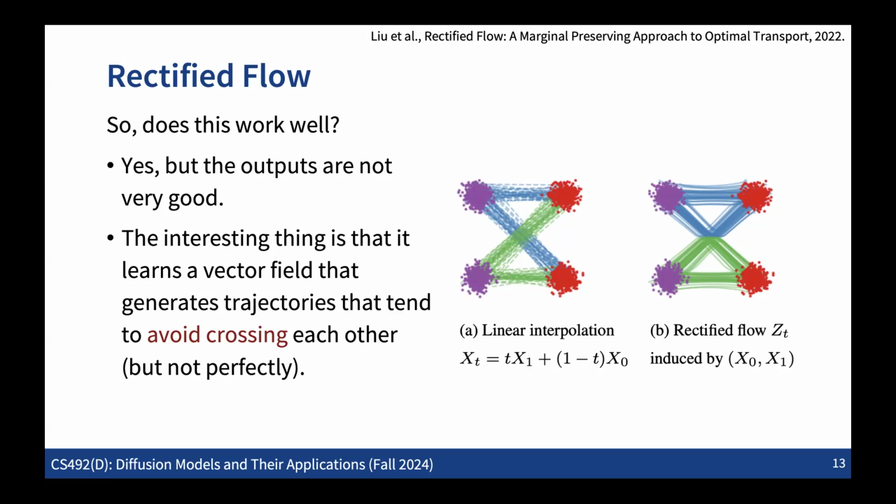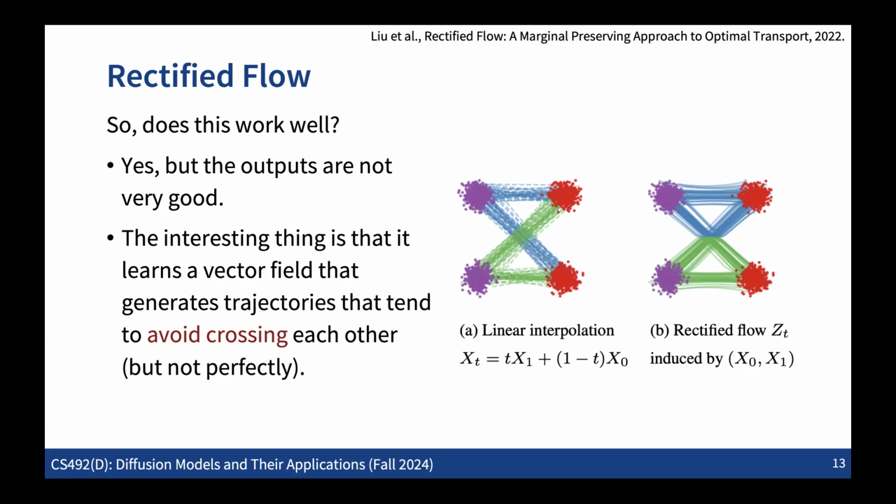But the first interesting point for the flow-based model is that the output tends to learn straighter trajectories, which avoid crossing each other. When you think about these as the base and the target distribution, where the purple color is the base distribution and the red color is the data distribution, if you just randomly sample two points, x0 and x1, and do linear interpolation, then there can be lots of trajectories that cross each other.